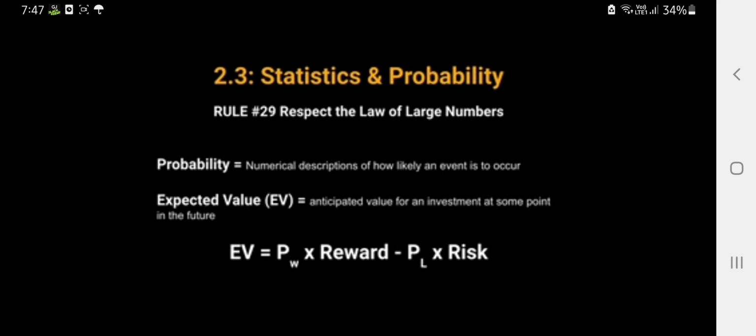There are two focuses of expected value, or personally for me, how I use it. One is to figure out whether there's a potential edge, whether the trade itself can even possibly yield me a positive return. And two, it's to help me figure out how to position size.